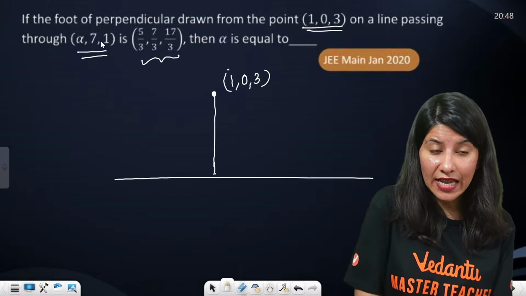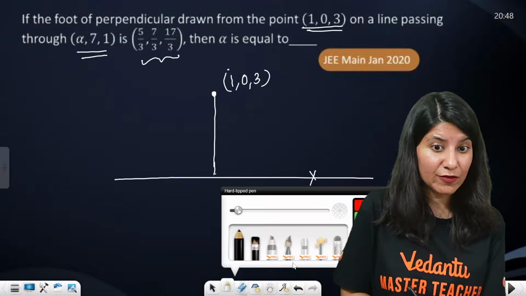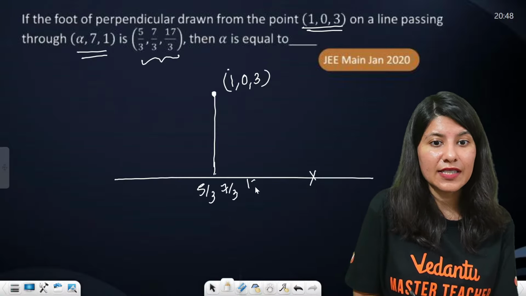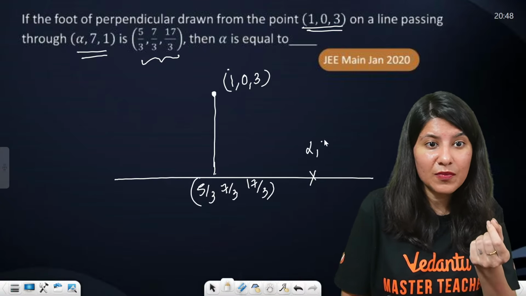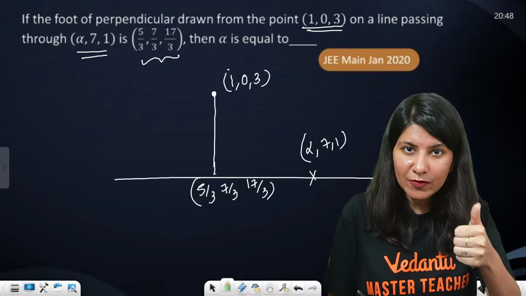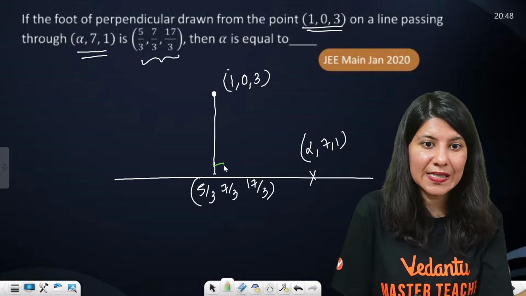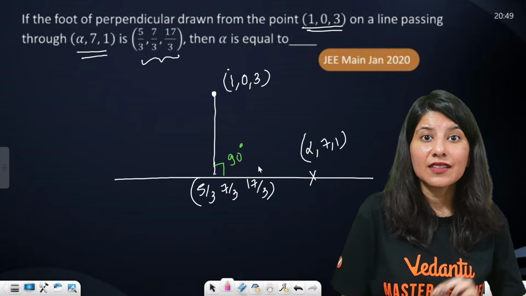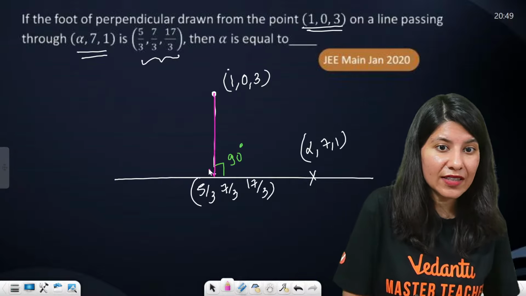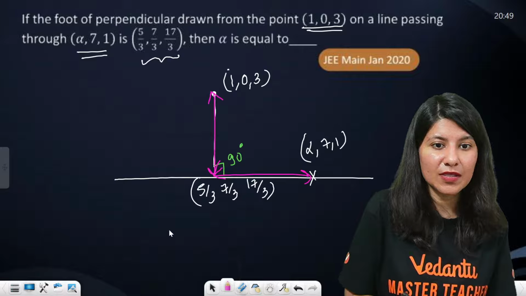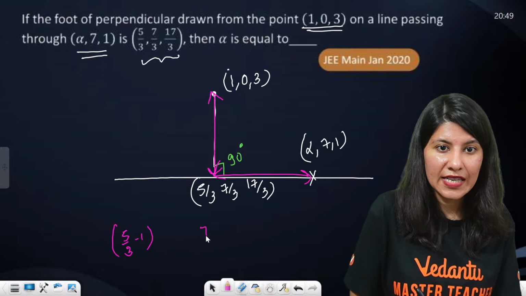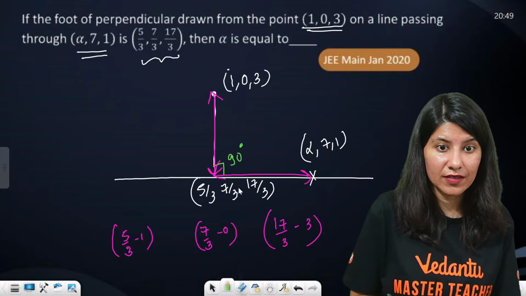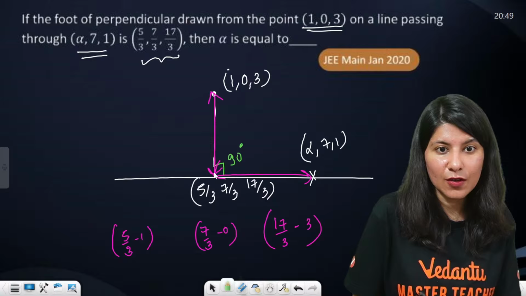Now you have a line, and the foot is given as (5 by 3, 7 by 3, 17 by 3). And one more piece of information they are giving: the line is passing through this. Now understand, in foot of perpendicular or in image, all you have to remember is this 90 degree and dot product. So you tell me what should be taken dot with what. This vector should be taken dot with this vector, as simple as possible. So (5 by 3 minus 1, 7 by 3 minus 0, 17 by 3 minus 3) taken dot with (alpha minus 5 by 3, ...), so this dot this now.